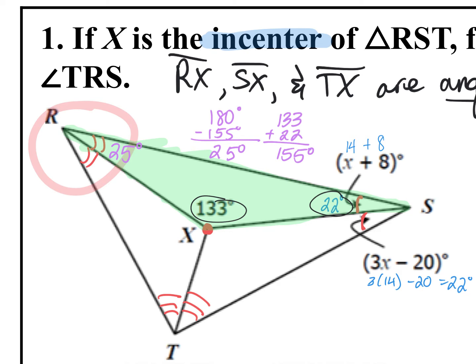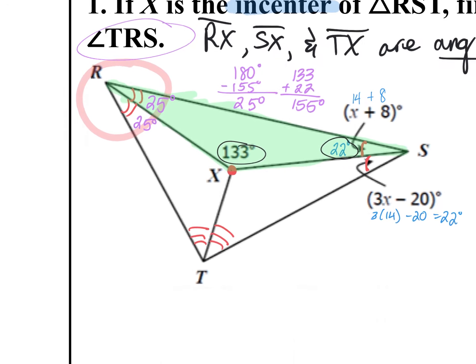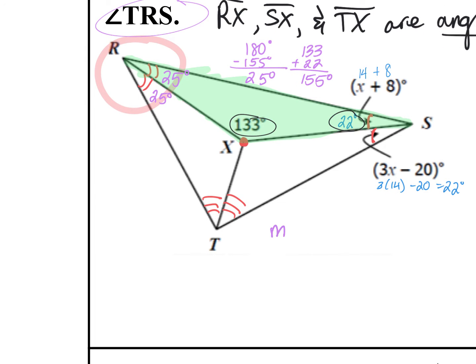Again, this is not our final answer because that's not angle TRS. However, since angle SRX is congruent to angle TRX, I can conclude that angle TRX is 25. Thus, by angle addition, the measure of angle TRS equals 25 plus 25. Then our final answer equals 50 degrees.